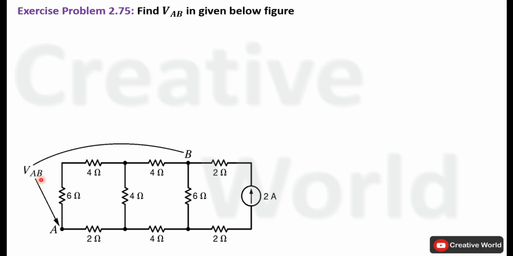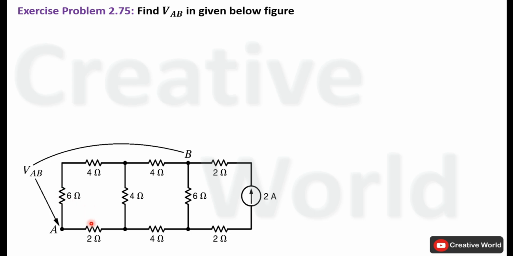In order to calculate voltage across these 2 points, we should have voltage values across these 3 resistances. And for the voltage of these resistances, we should have the value of current through these resistances, which is not provided in this circuit. So first of all, we will try to find the current through these resistances. Later on, we will be able to calculate voltage across these resistances as well as voltage VAB. In order to calculate current through these branches, we will simplify the network from this side.